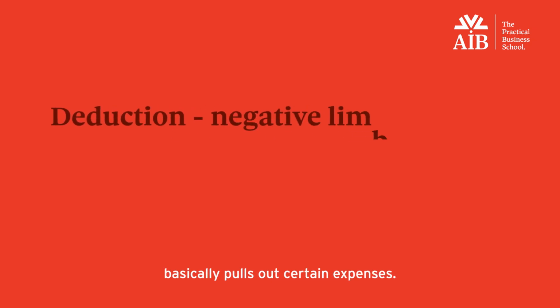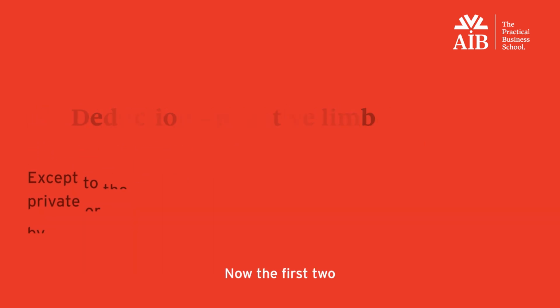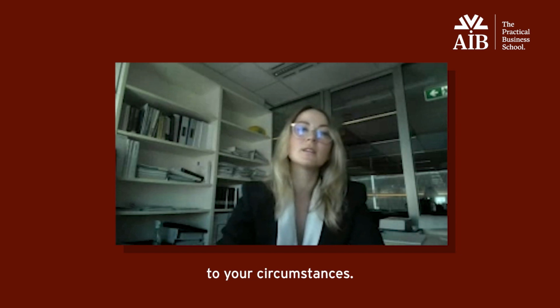Then we've got this negative limb in this deduction provision. This negative limb basically pulls out certain expenses. So this one says you can get a deduction under this provision, except to the extent that it is capital, private, or related to gaining or producing exempt income, or prohibited by a tax law. Now, the first two are clearly the most relevant to your circumstances.